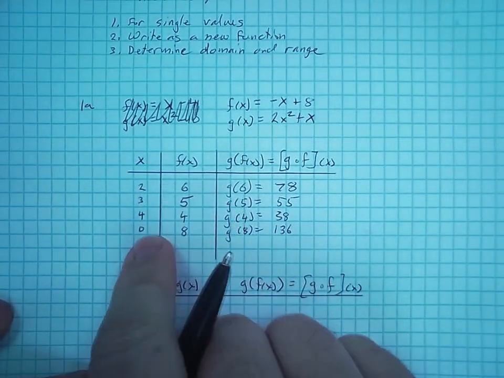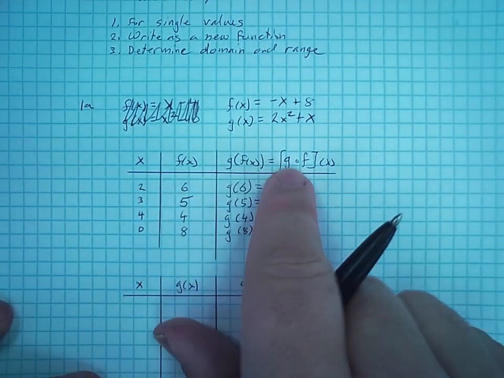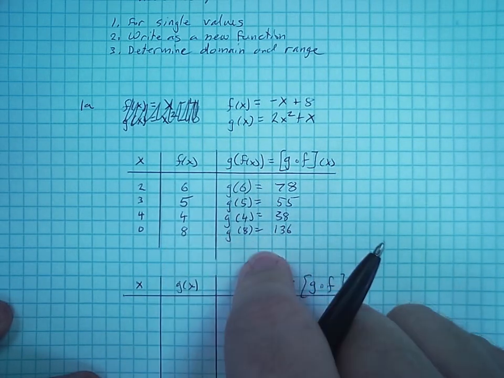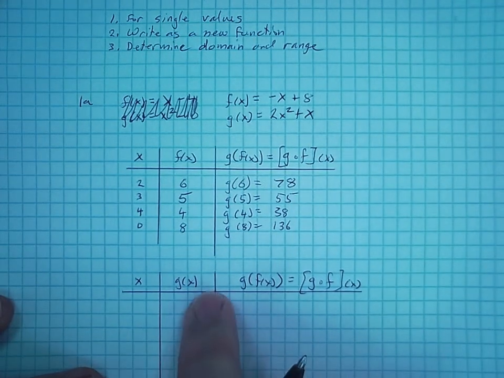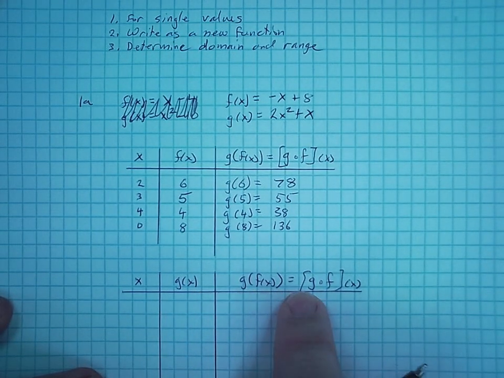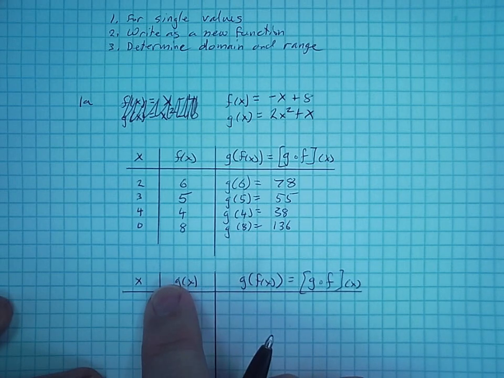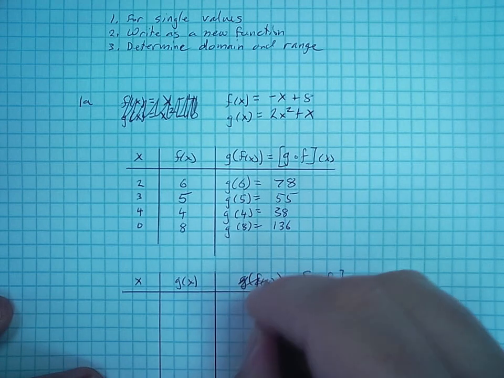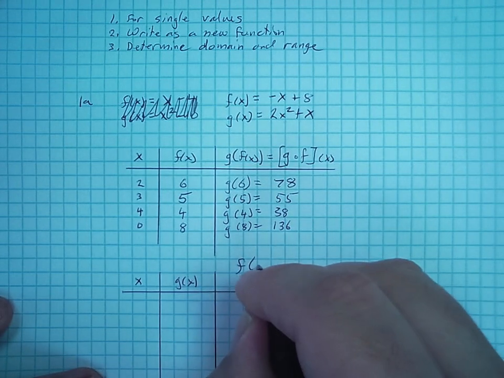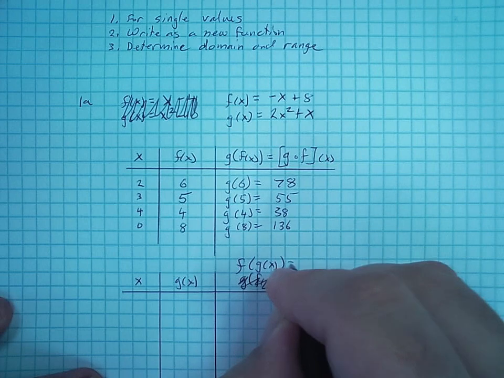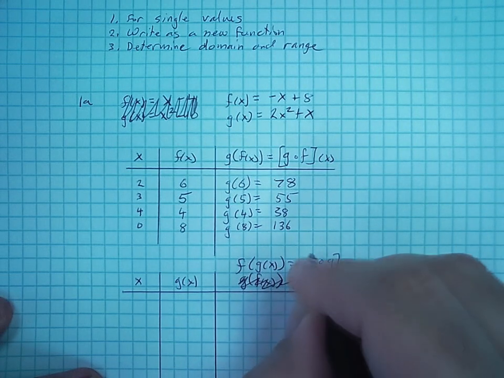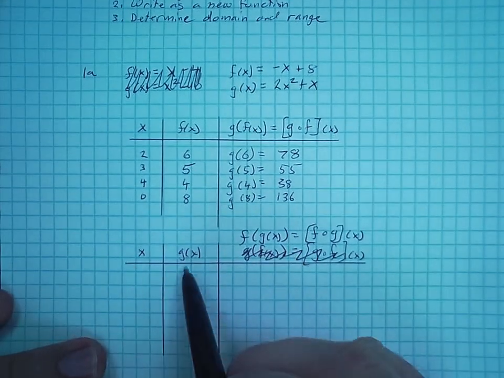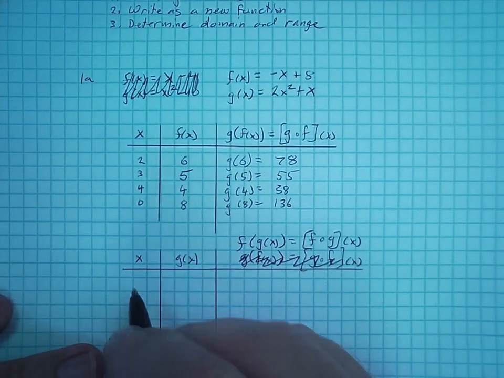So that's composition. You take the number, you stick it into the function on the right, or the inside function, get the answer to that, and the answer is what you stick into the other function. We can flip this the other way around. We can do f of g of x. If we do f of g of x, we take x, we stick it into g, we get the answer, and stick that into f.